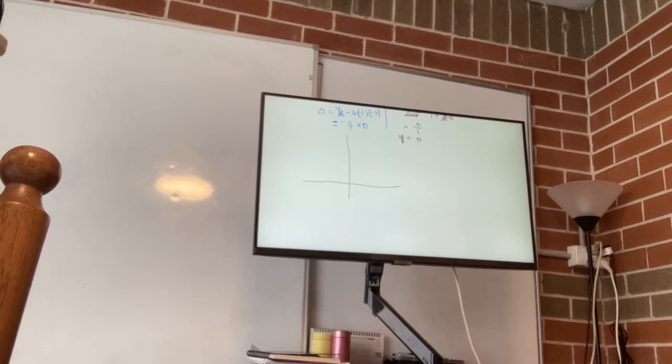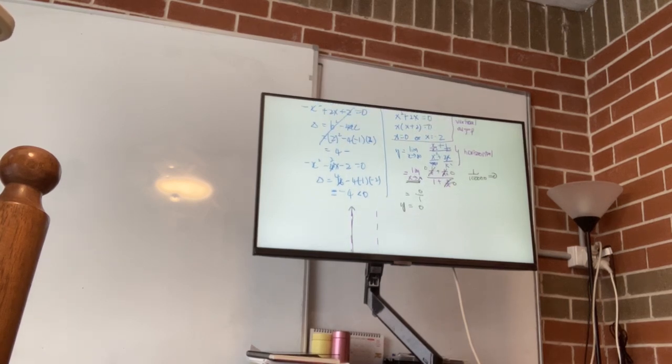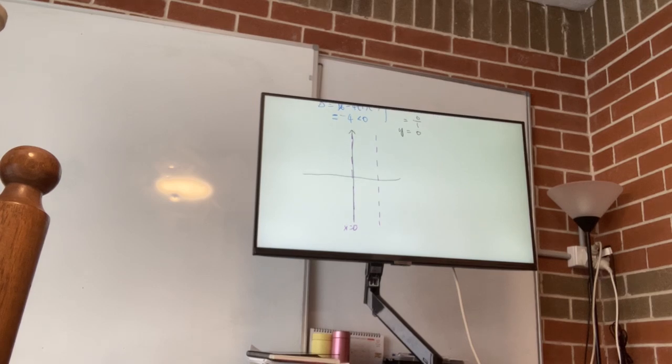Asymptote. First thing, put your asymptotes into your diagram. Yes, you do have to sketch it. x equal to 0, which is this line, and x equal to minus 2, which is right there.